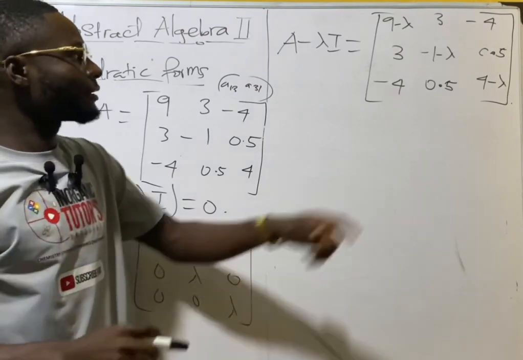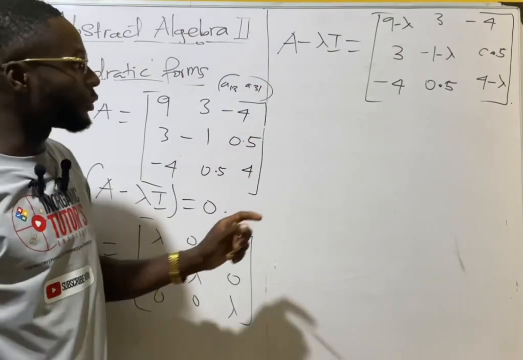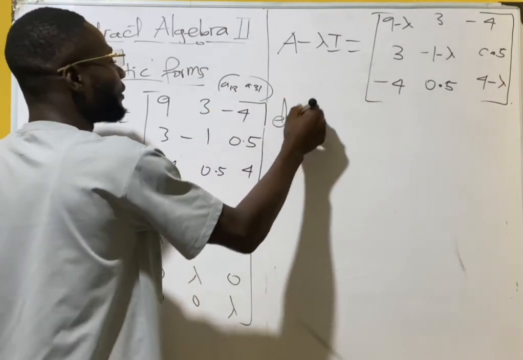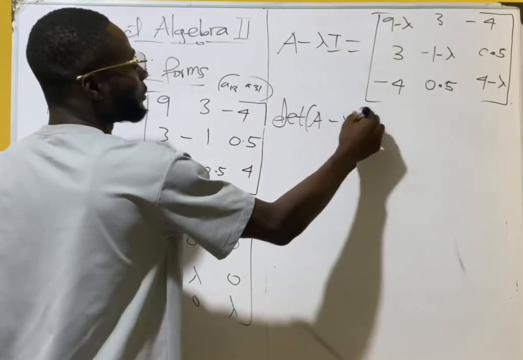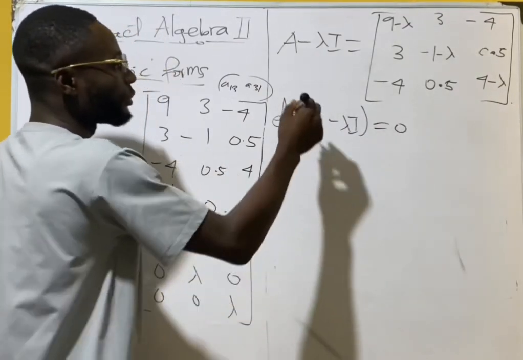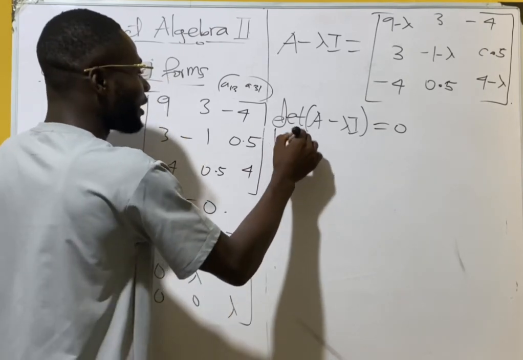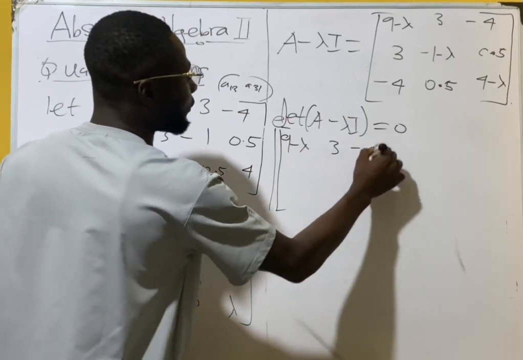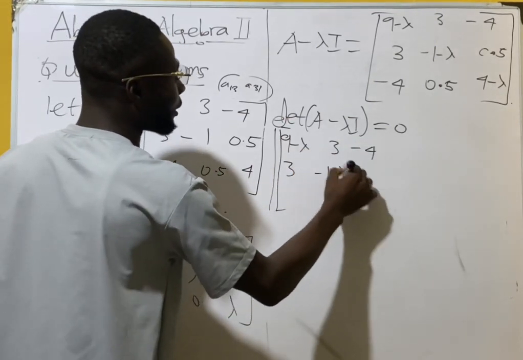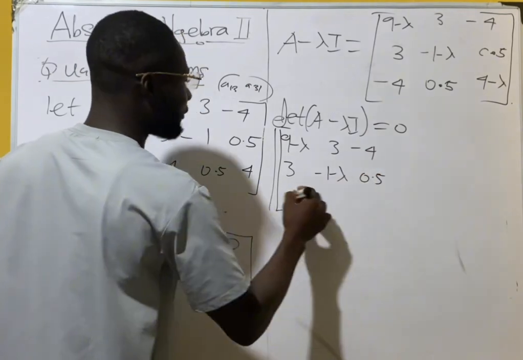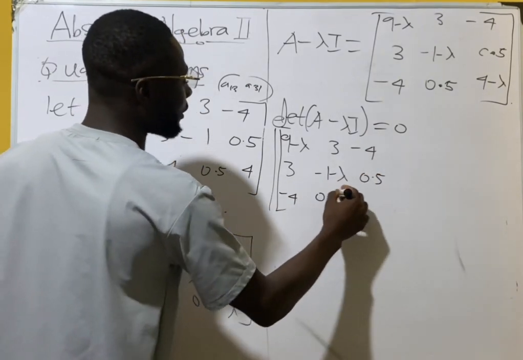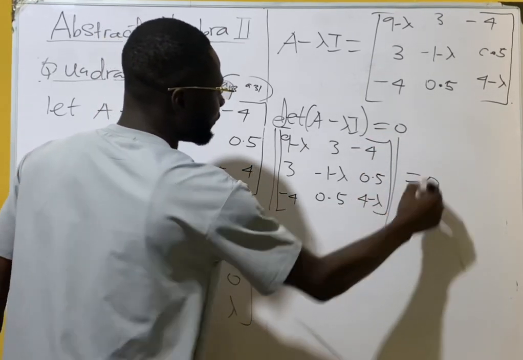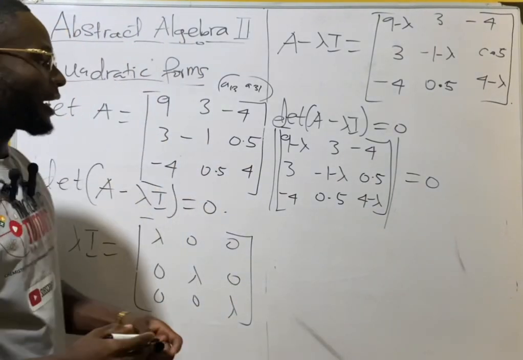Okay, so this is our A minus what? Lambda I. So we want to find the determinant of this, to equal to what? 0. So find the determinant of 9 minus lambda, 3, 4, 3, minus 1 minus lambda, 0.5, negative 4, 0.5, 4 minus lambda. So we find the determinant and equate it to 0 to find the eigenvalues, right?